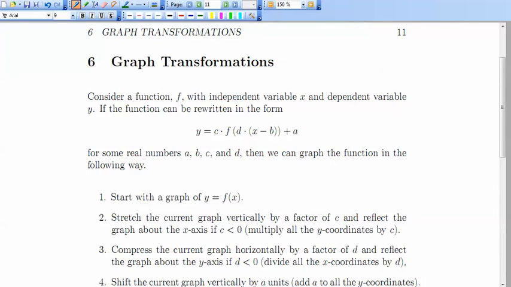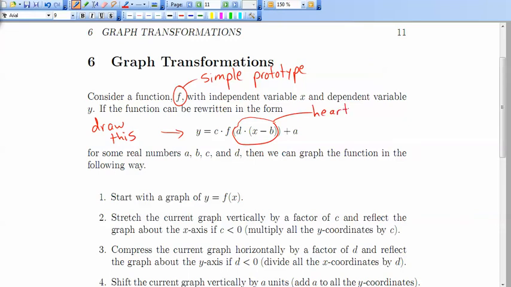But first of all, we need to take a function f, a simple prototype that we know how to draw the graph of, and we're going to alter it algebraically in certain ways and see if we can't draw the graph of something much more complicated. Well, if we take a look at our new input, instead of it just being f of x, we've got this whole mess. I call this the heart of the function.